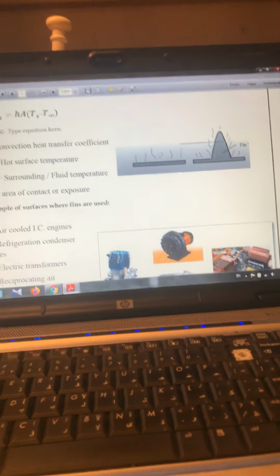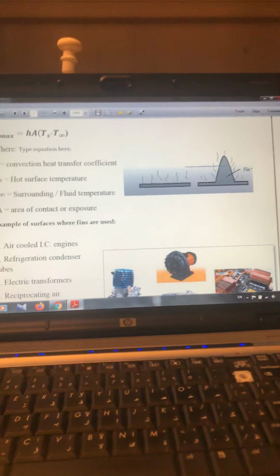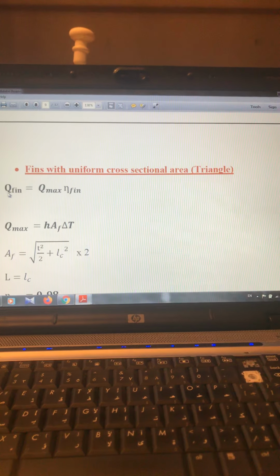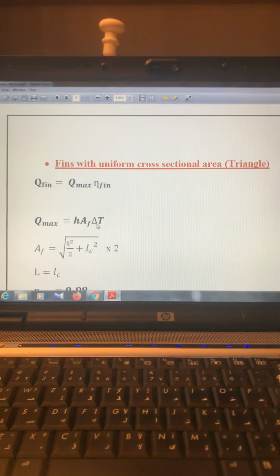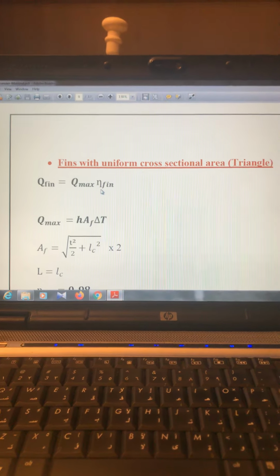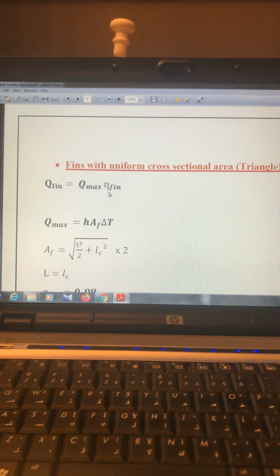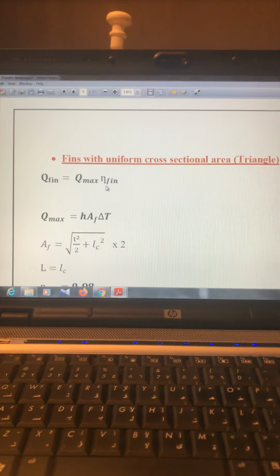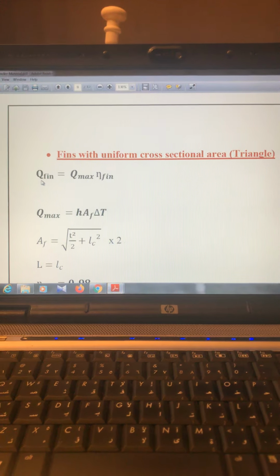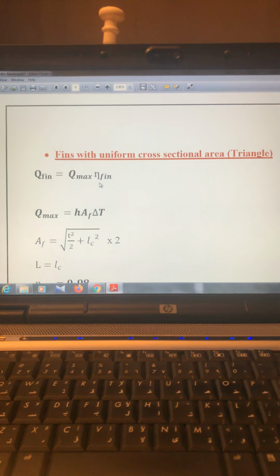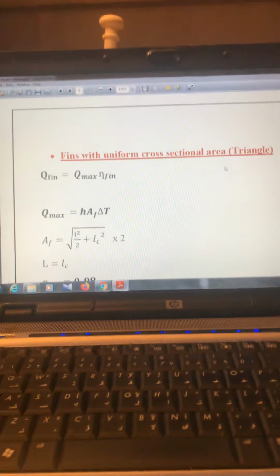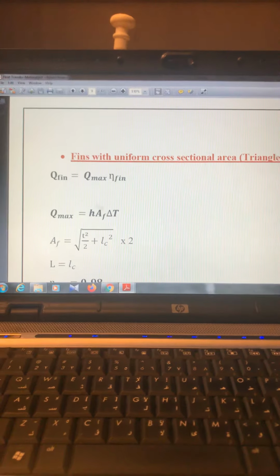The efficiency, in case of the triangle shape, is the only one for which we use the equation for the efficiency. Okay, and we assume the efficiency is 0.98. In case the efficiency is required, we recalculate the equations. We calculate the normal Q and we use this to calculate the efficiency, if the efficiency is required. If it's not required, in case of triangle only, we use this equation.